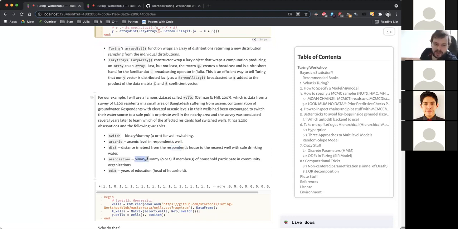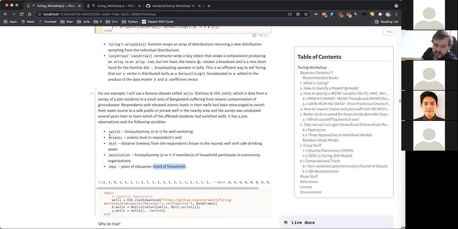We have a binary variable, association, that is 1 if any of the members of the household of the respondent participates in a community organization. It's a member of the community association. And we have education, the number of years of education that the head of the household of the respondent has. So those 4 variables would somehow influence whether a respondent would switch to safe drinking water or not.